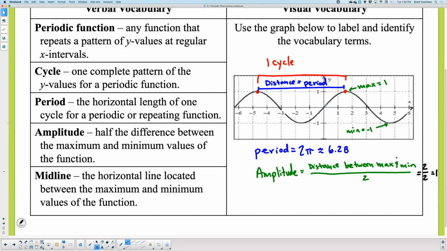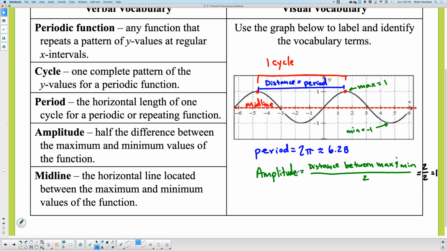You could also count from what we call the midline. This is the midline right here. Let me get a good color. This would be called the midline. It's the middle of the graph. That's what we call the midline. You could find the amplitude by going from the midline to either the maximum or the midline to the minimum. Because it's distance, it'll always be positive. You could count the amplitude that way.